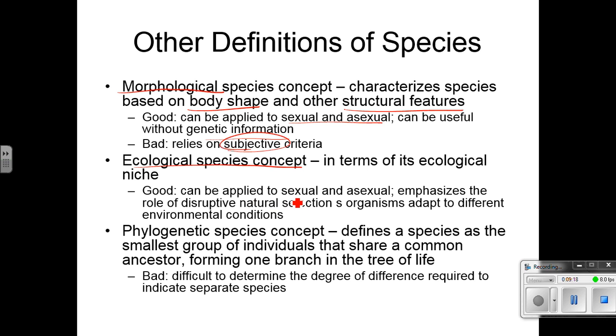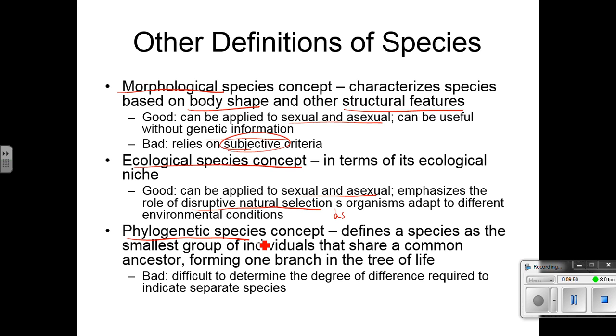The ecological species concept is another one some scientists use, and it's always about the ecological niche. It can be applied to sexual and asexual organisms, so that works. It emphasizes the role of disruptive natural selection, as organisms adapt to different environmental conditions. But again, it's still not going to take into consideration their ability to reproduce together. It's not going to take into consideration their appearance. It's not going to take into consideration some other things that may be stronger pieces of evidence.